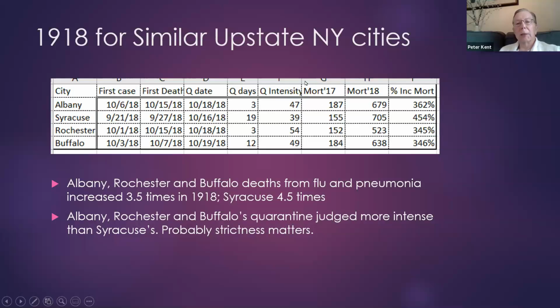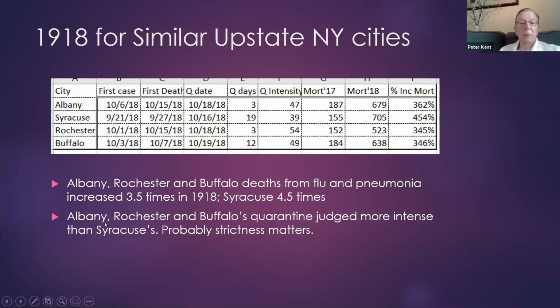And these are the mortalities in 1917 from flu and pneumonia. And these are the mortalities in 1918 from flu and pneumonia. And this is the percent increase in mortalities between those 2 years. So what you see here is Albany, Rochester, and Buffalo. The deaths from flu and pneumonia increased about 3.5 times in the 1918 flu epidemic.